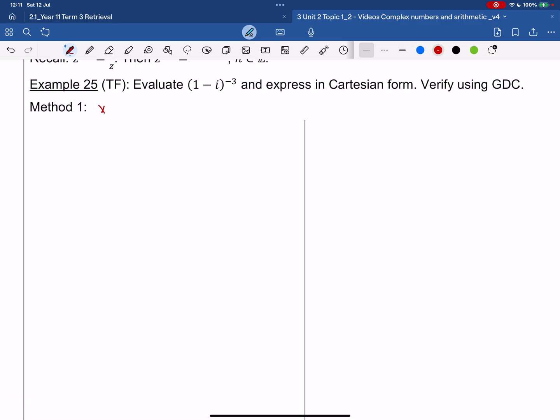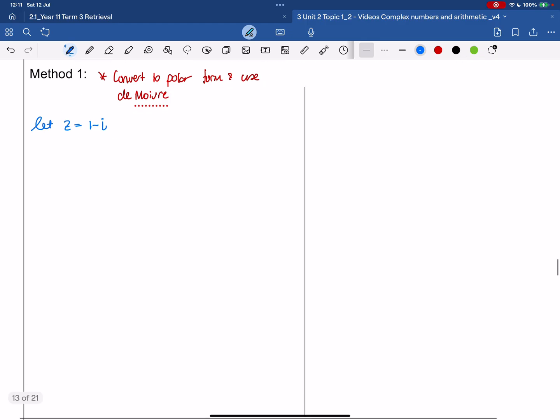So let's just write a little thing there: convert to polar form and use de Moivre. Okay, so let's have a look. We're going to, firstly, let z equal 1 minus i. Okay, we're not going to worry too much about the expansion yet. We're going to change or convert z from Cartesian form into polar form.